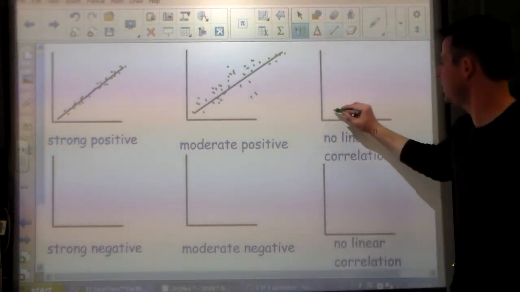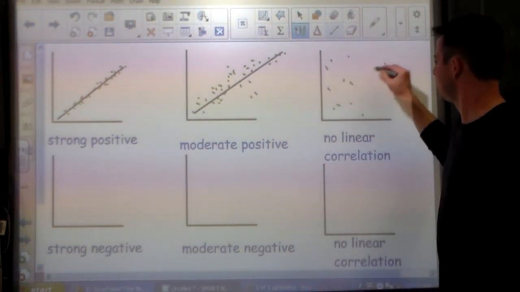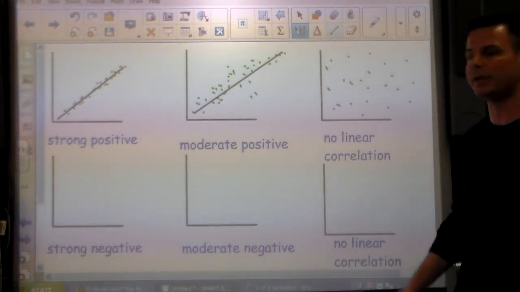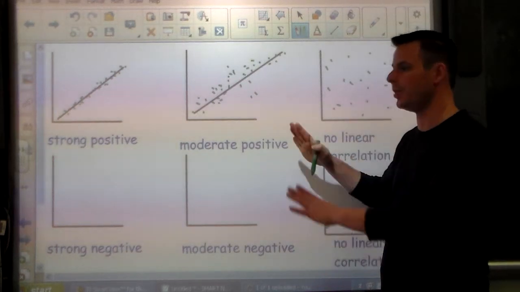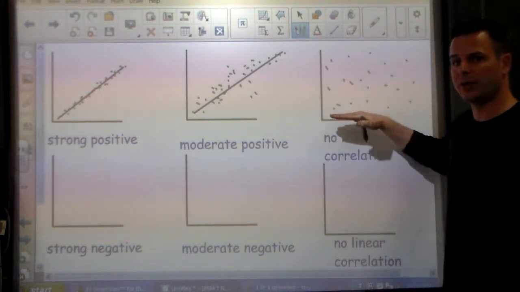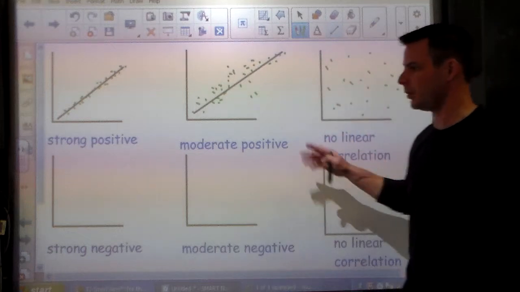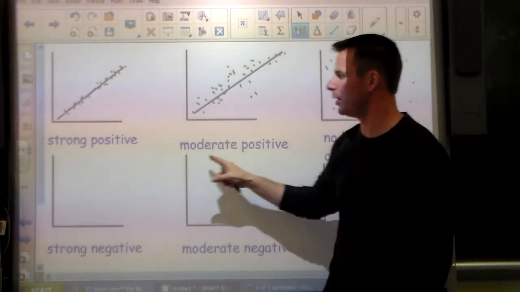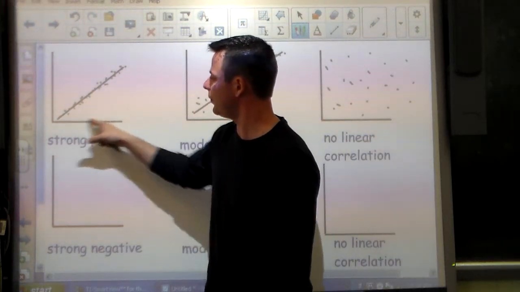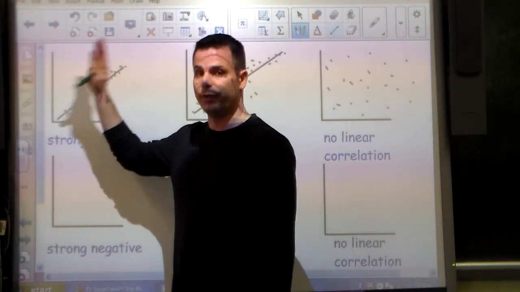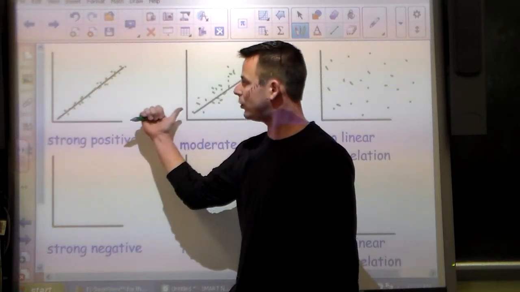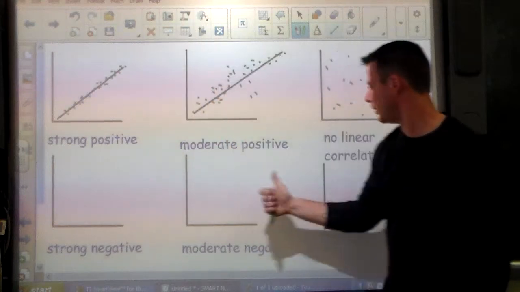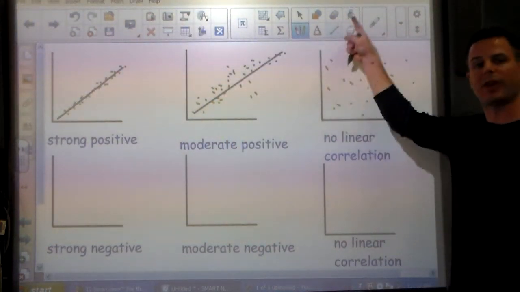No linear correlation would be like this. There is no correlation here. These things are just all over the place, and my conclusion here would be that this value does not affect this value. The conclusion here, this value affects this value moderately, and this conclusion would be this value affects this value very strongly. So as this increases, this will also increase. As this increases, this will also increase. As this increases, I have no idea what's going to happen here.